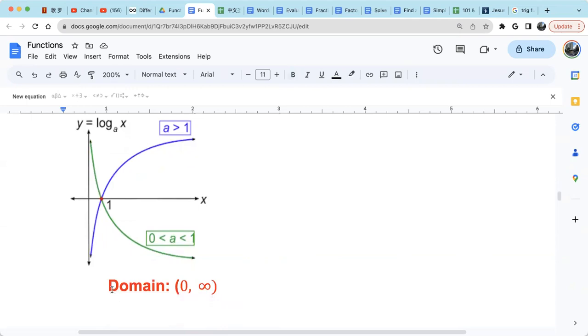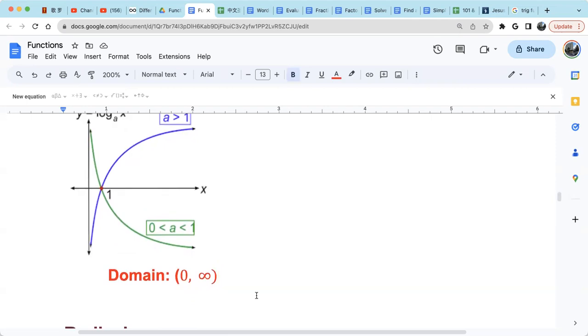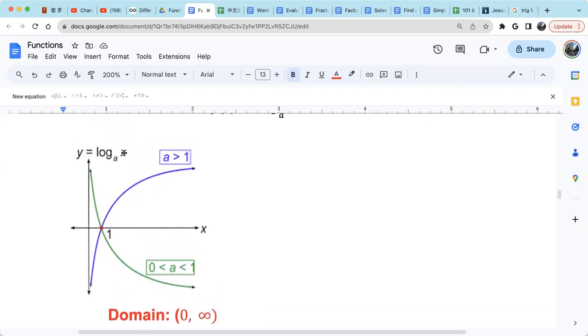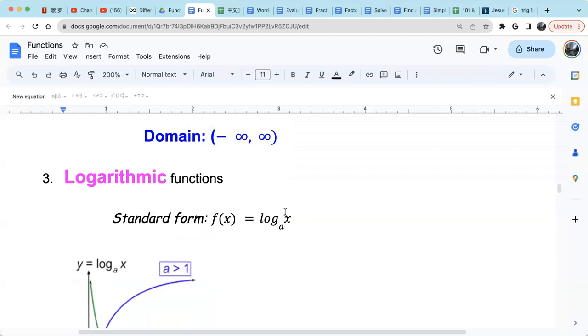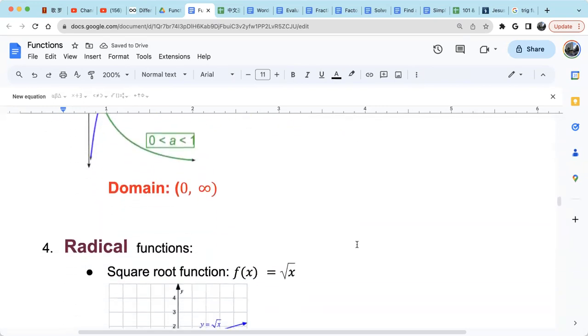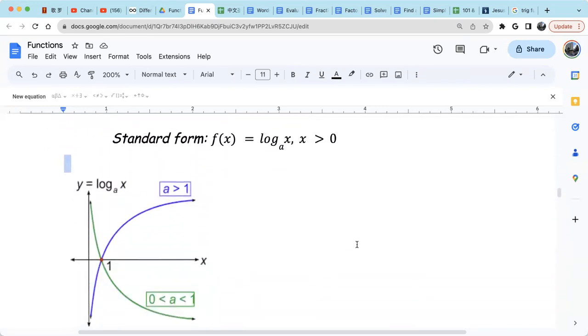So what's the domain of this function? The function takes positive values. So x here has to be positive. I should write here: x has to be positive. So that's the third kind.